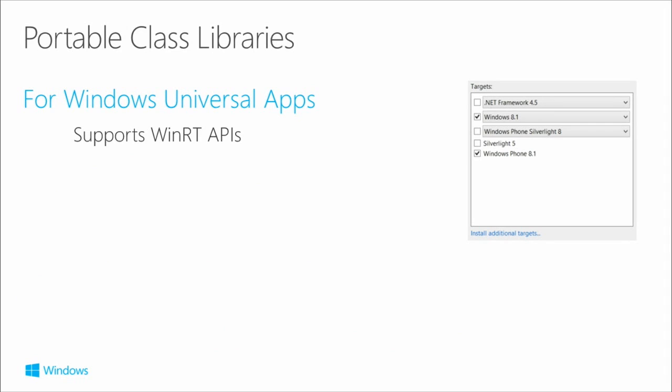Portable class libraries for Windows. If our portable class library is just targeting our Windows Universal application, we can actually support WinRT APIs, the Windows Runtime APIs. Yeah, because this has been an interesting technology for a few years. Yep. But up till now, you've only been able to support .NET APIs. So it's kind of been interesting, but the use cases have been a little bit narrow.